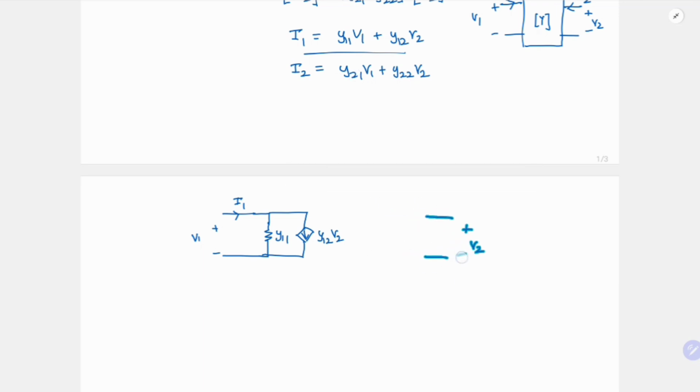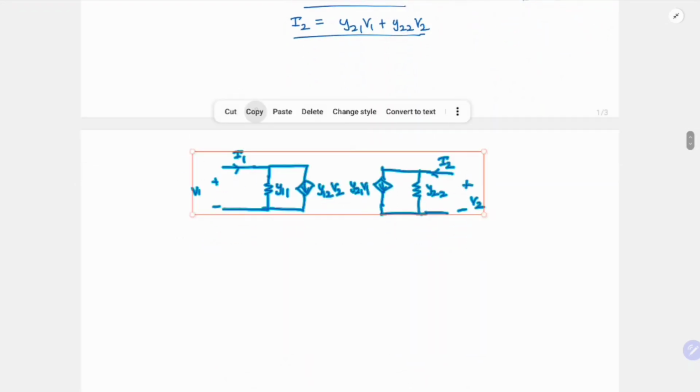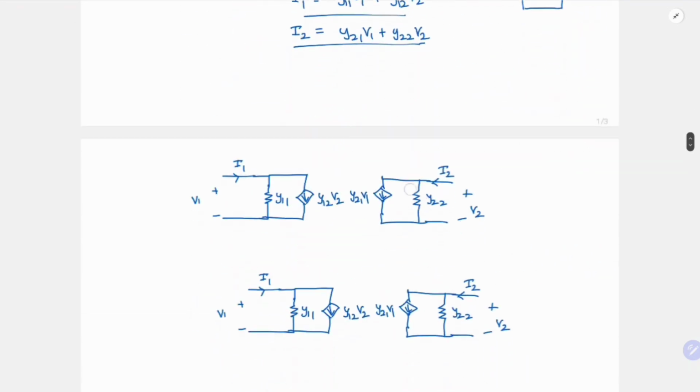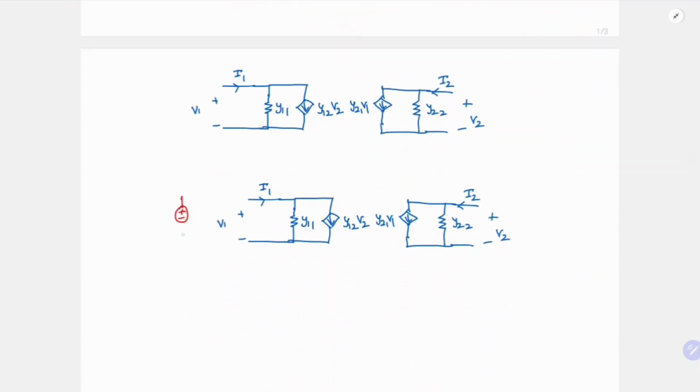Similarly, on the output side we want I2 equal to this quantity. We need Y21 into V1. V1 is here, so to relate it we again put a voltage controlled current source, Y21 V1. Then we also want Y22 V2, which we can directly get by connecting an admittance of Y22 across V2. Now this is your circuit. In the actual exam, you can skip all these steps and directly come to this stage. From here, you connect the rest of your input and output in the circuit: the 120 volt source with 10 ohms at the input, and on the output you have ZL.